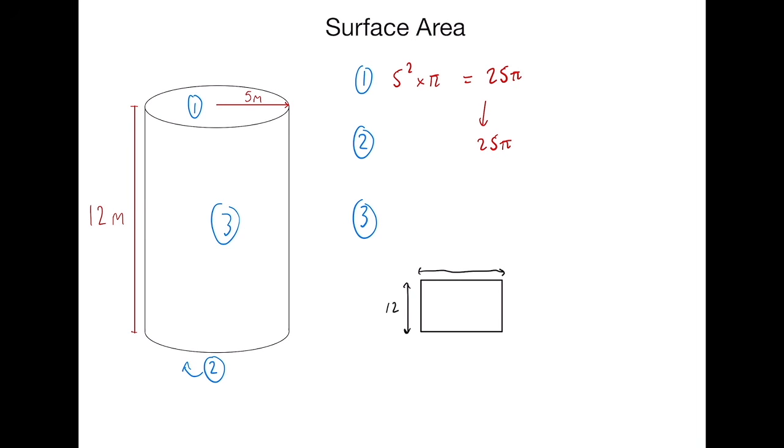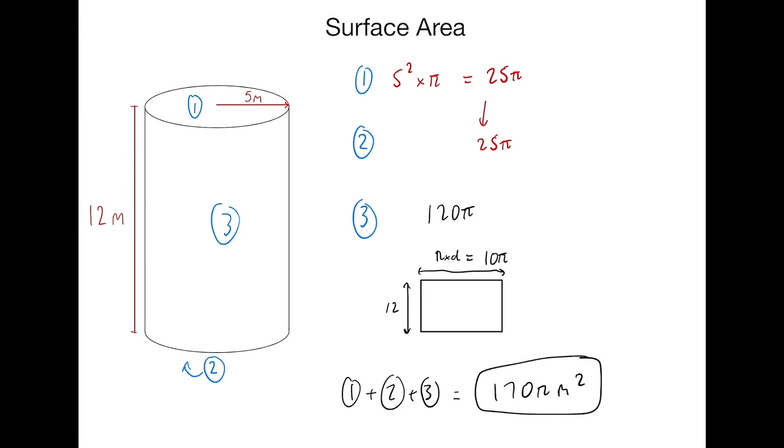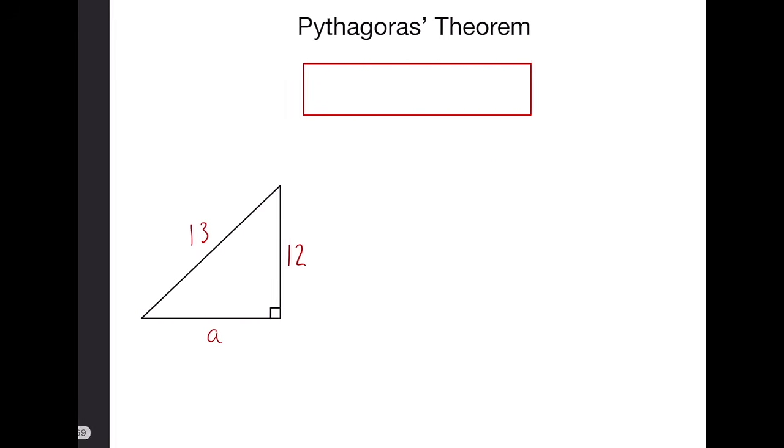Now we know the circumference of the circle is pi times diameter, and the diameter in this case is going to be 10, so it's just going to be 10 pi. And if we multiply those together, we get 120 pi. And then finally for the surface area, we want to do 1 plus 2 plus 3 because we're adding the surface areas together. And we're simply going to get 170 pi meters squared. It's squared because it's an area, meters because the original question was in meters.